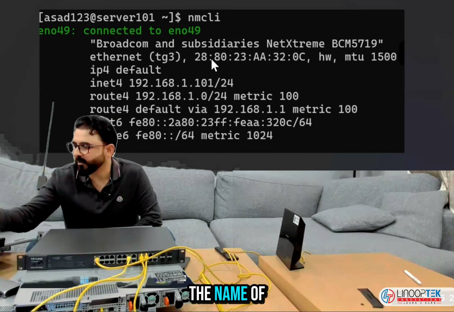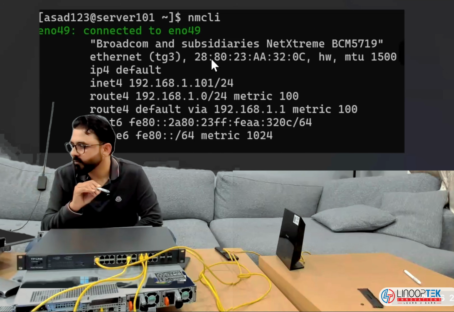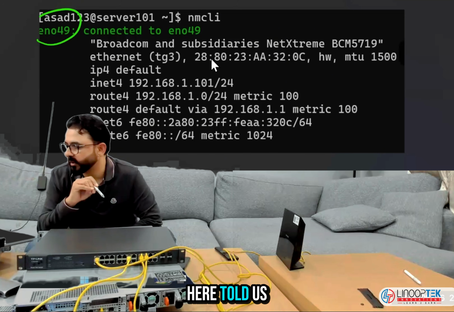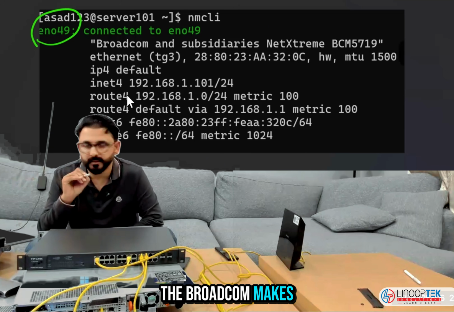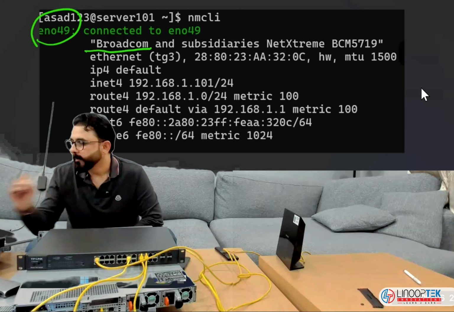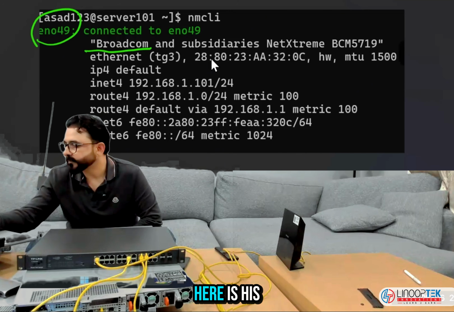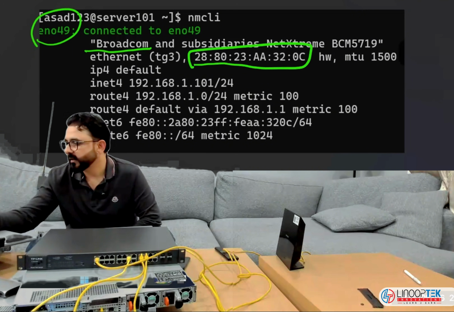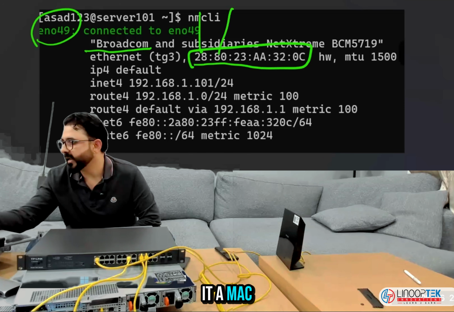All right. This is the name of the interface over here, and it's made by Broadcom. Some genius over here told us that Broadcom makes these network cards. This right over here is its MAC address. So 1, 2, 3, 4, 5, 6. This all makes up a MAC address.